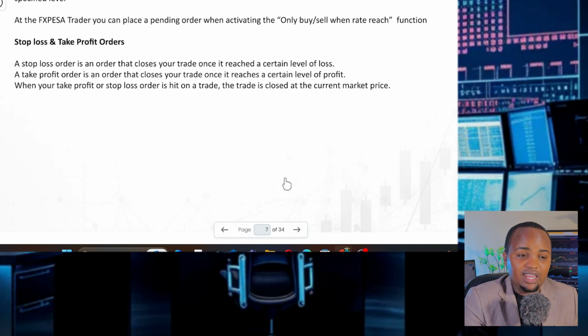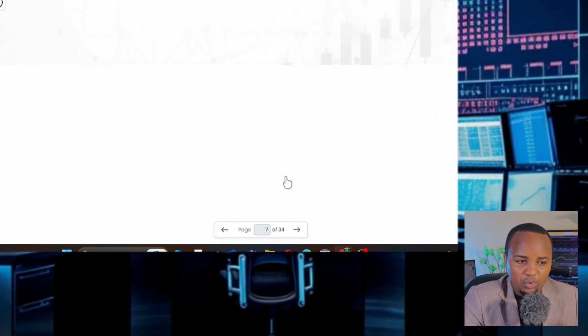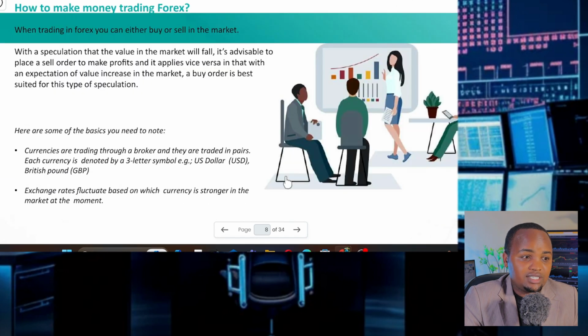The moment you set that, the market is just going to automatically reach your levels and close all those positions, which is very, very important. So you make sure that you put your stop loss and take profit into the market.